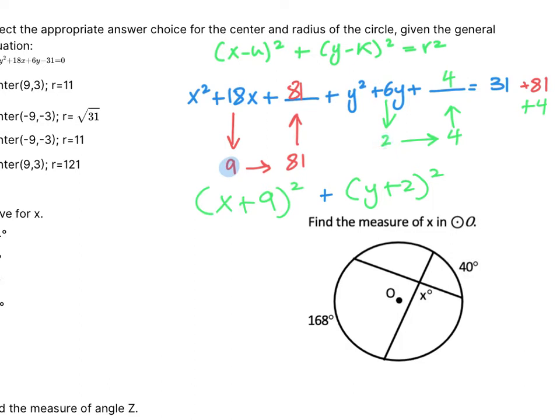So I made a mistake over here. Let's fix that. So 6y divided by 2 is 3, and 3 squared is 9, so I need to add 9 to both sides of the equation. So that's going to be 3 over here.